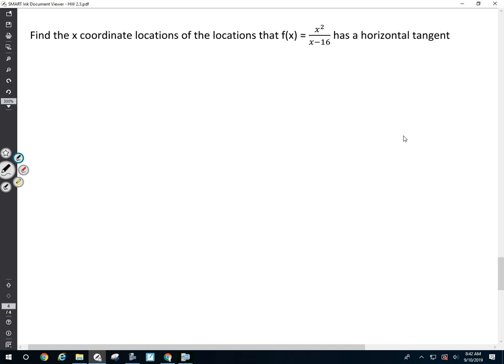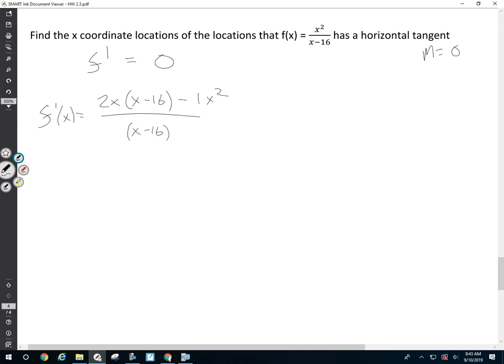Find the x-coordinate locations where f of x has a horizontal tangent. Fantastic. Horizontal tangents have a slope of 0. I want to figure out when does my tangent slope generator generate a tangent slope of 0. That's it. It's all about equations. It's very powerful, the equation here in mathematics. So tangent slope generator, I have to use the quotient rule, derivative of the top times the bottom, minus the derivative of the bottom times the top, all over the bottom squared.